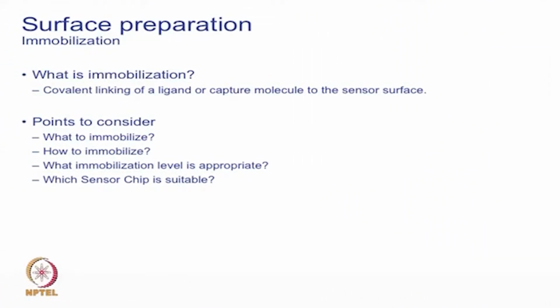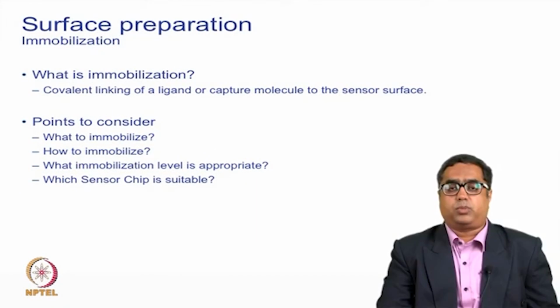So, when we actually try to go for an immobilization, the very important points that we need to consider are what to immobilize, how to immobilize, what is the appropriate level and what is the right sensor chip that is required.